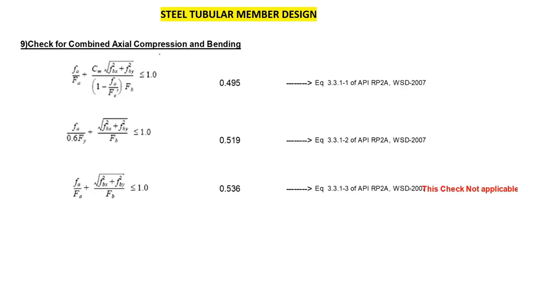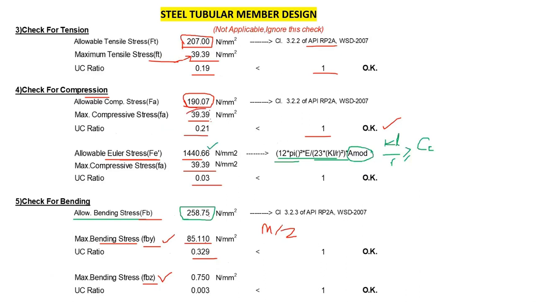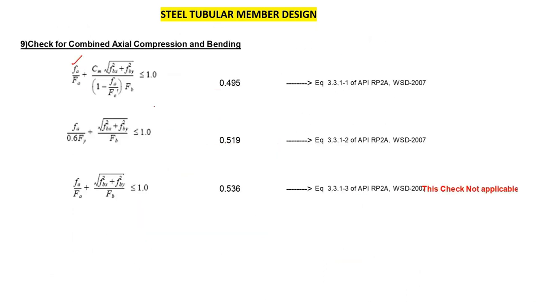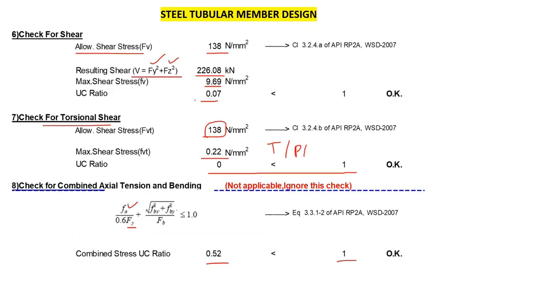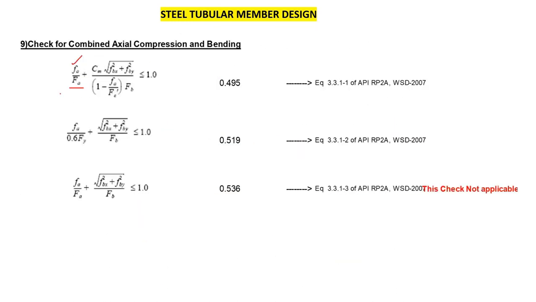In the same way, for combined axial compression and bending, Fa we know, that's the actual compressive stress that we have calculated here, 39.39. And Fa, this is the allowable compressive stress that we have calculated here. See, 190 point something it's coming. So you can put this value, and the Cm is 0.85, and Fbx squared, Fby squared is the bending stress. 1 divided by this, Fa is the actual, and Fe dash we also calculated, the compressive stress. Fb is the allowable bending stress. This would be less than 1.